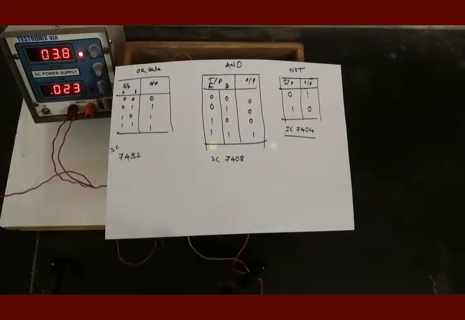This is the truth table for 2 input OR gate. Input A, input B and corresponding output.